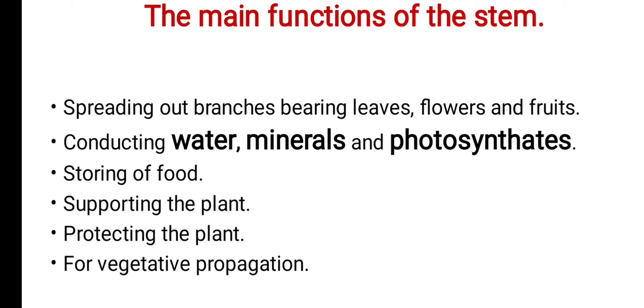For example, if you want to grow a drumstick plant, we no longer need to sow a seed or anything else. We just cut a stem of this plant and plant it in the soil. In a very few days, it grows into a new plant. It's a very good example of vegetative propagation.